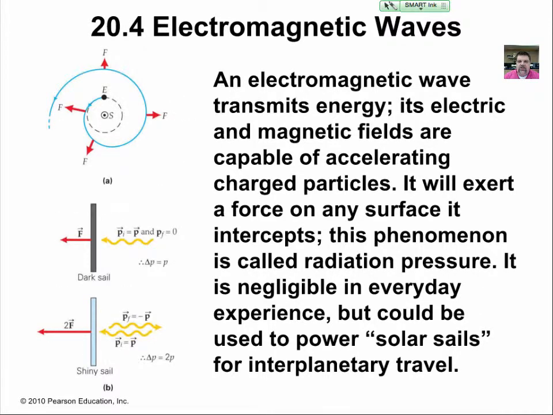So an electromagnetic wave transmits energy, and its electric and magnetic fields are capable of accelerating charged particles. It will exert a force on any surface it intercepts. This phenomenon is called radiation pressure. It is negligible in everyday experience, but could be used to power solar sails for interplanetary travel.